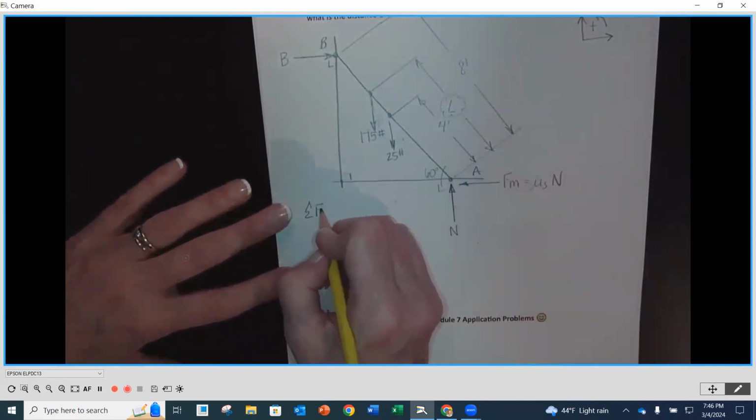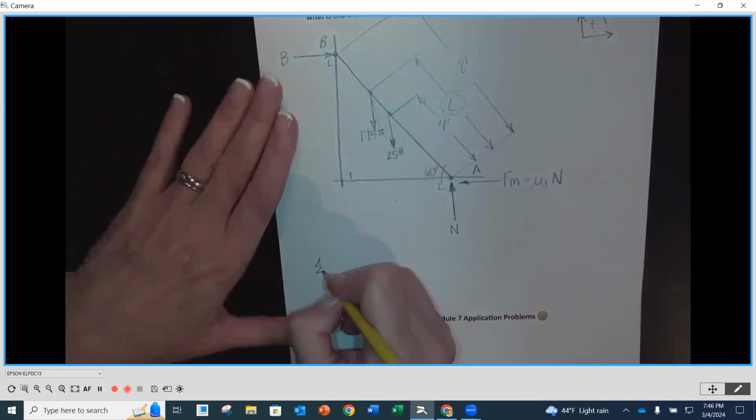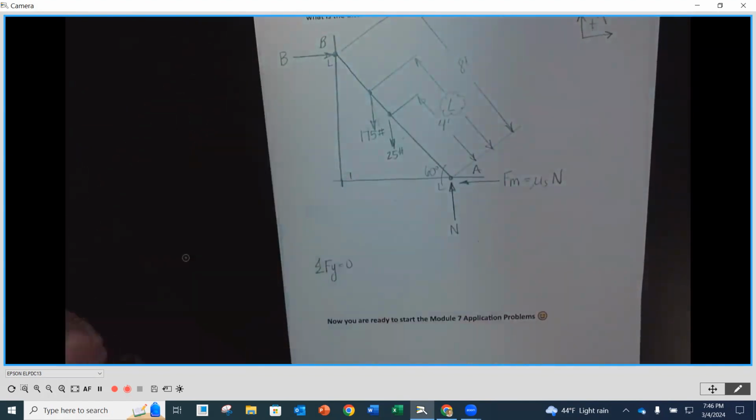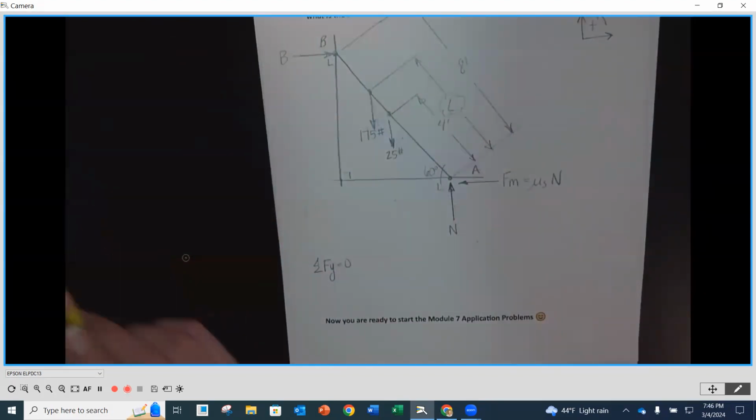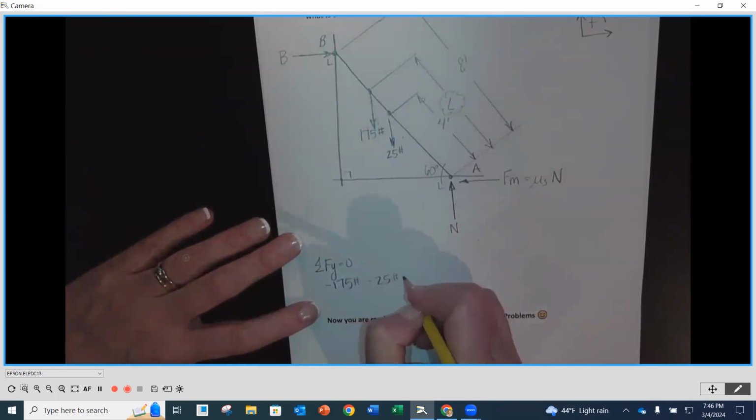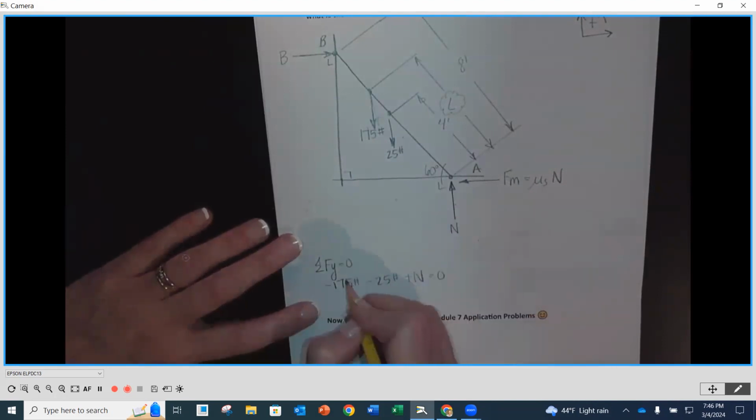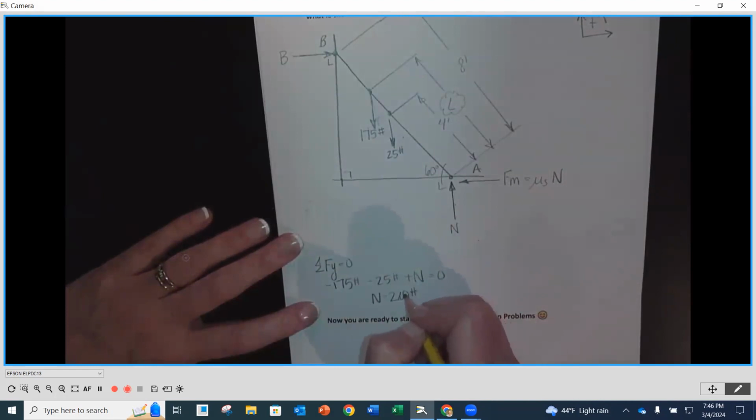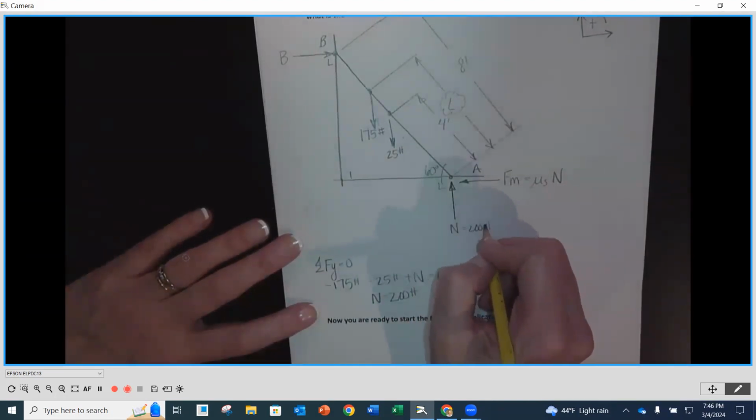So sum our forces in the y. Actually, I'm going to go down here a little bit further. Sum the forces in the y direction equal to 0, because I think I'm going to have to add some distances here, so I want to keep that open. I know that I have a minus 175, minus 25 pounds, and a plus normal force equal to 0. Adding these two together and putting them on the other side, our normal force is going to be equal to 200 pounds.